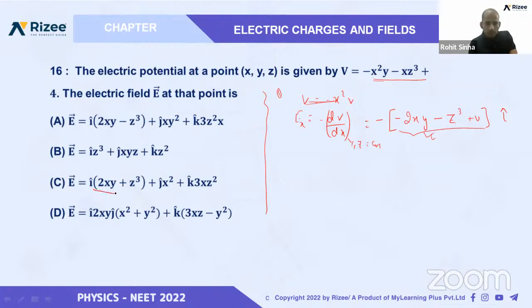You can see the first term is matching here. So no need to move further. We are getting the first term, because the others are different. So we choose that option, and similarly you can check for EY and EZ also. You will get the answer. Okay. Anyone, any problem?